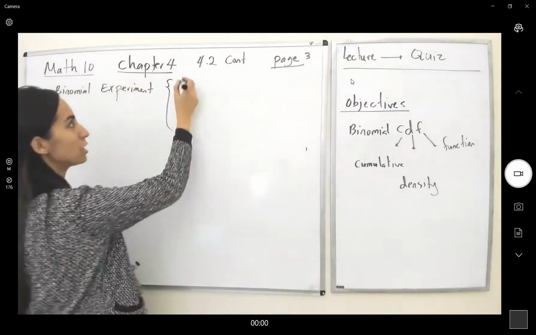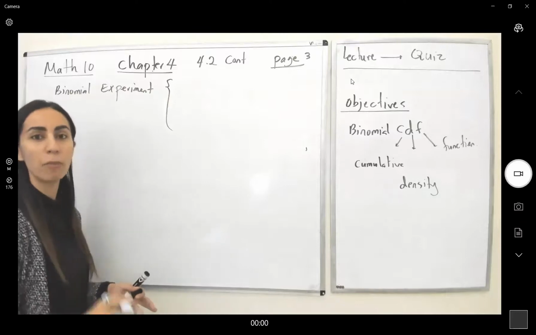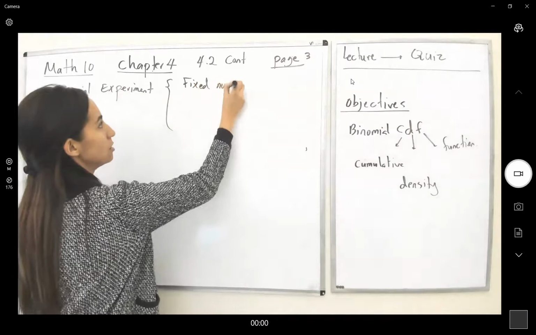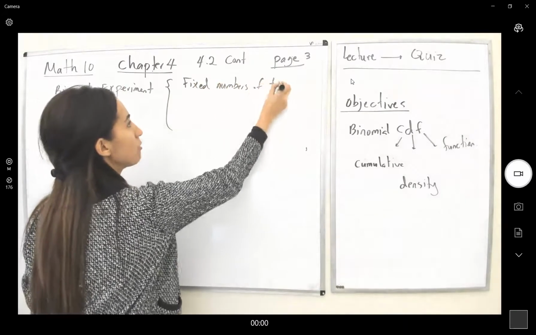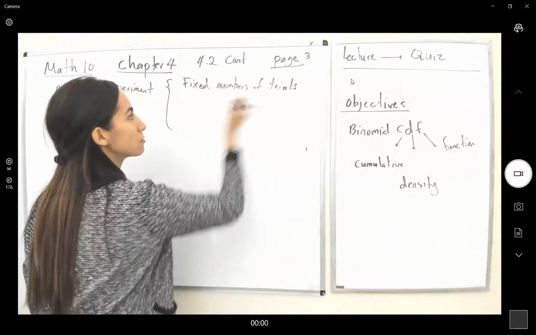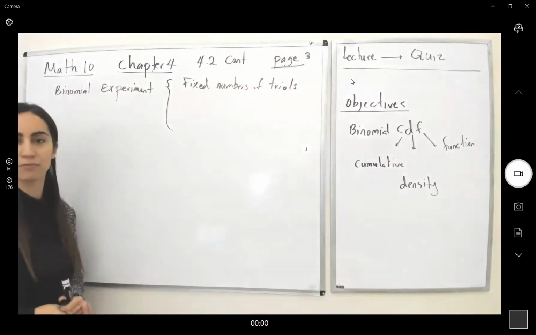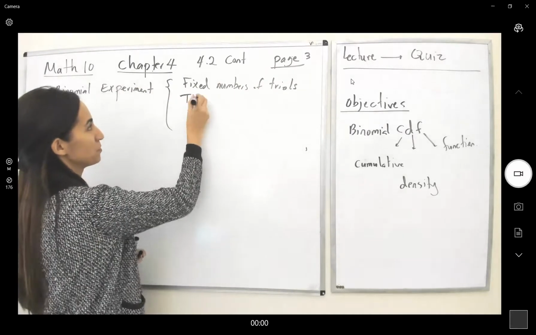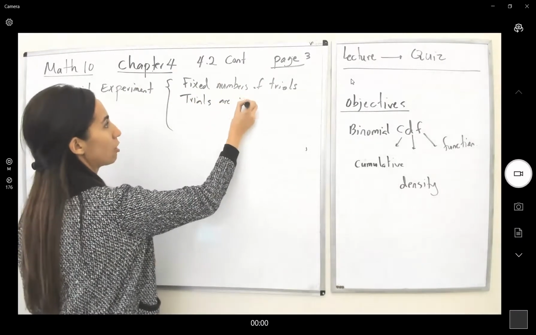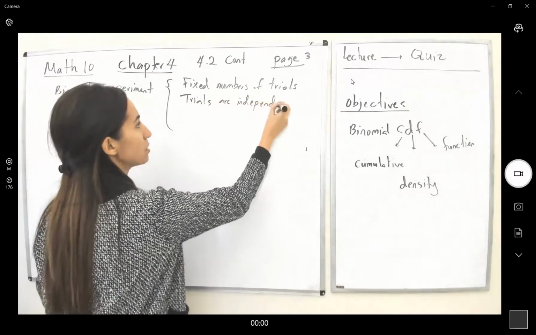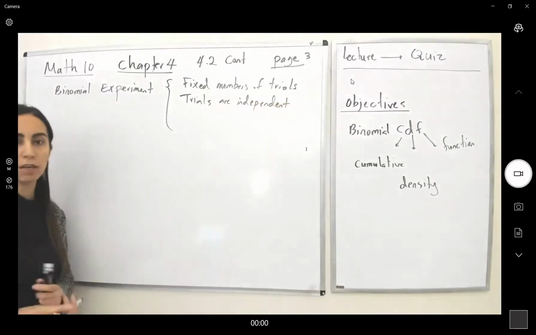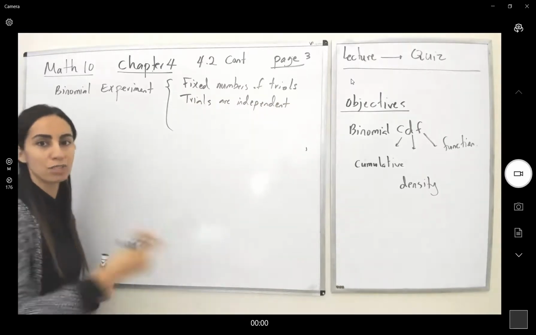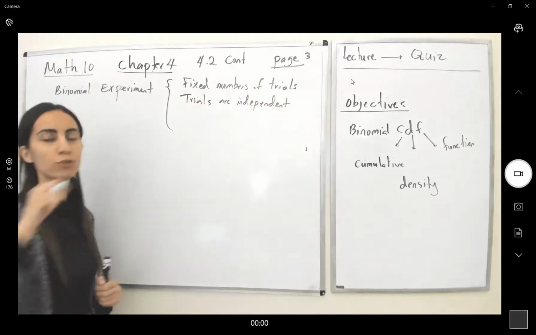The first condition is you have a fixed number of trials. This is fixed, definitely. Trials are independent from each other. What's the meaning of that? It means that whatever you do, whatever you take, you have to replace it back.